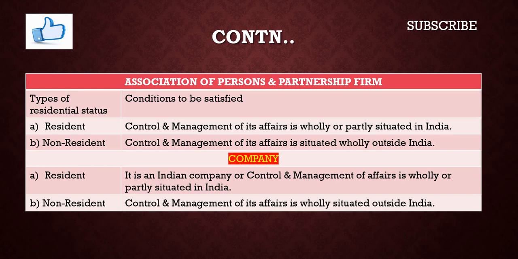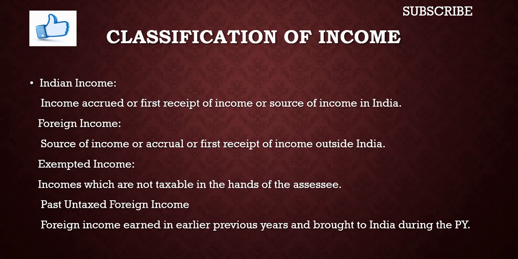Say, for example, a company which is US based, having branches in India, conducts all its meetings in the US itself, but operates in India. In such a case, the foreign company will be called a non-resident company of India. So a foreign company can be a resident of India, but an Indian company can never be a non-resident company. So now let's move to the next one here, the classification of income.